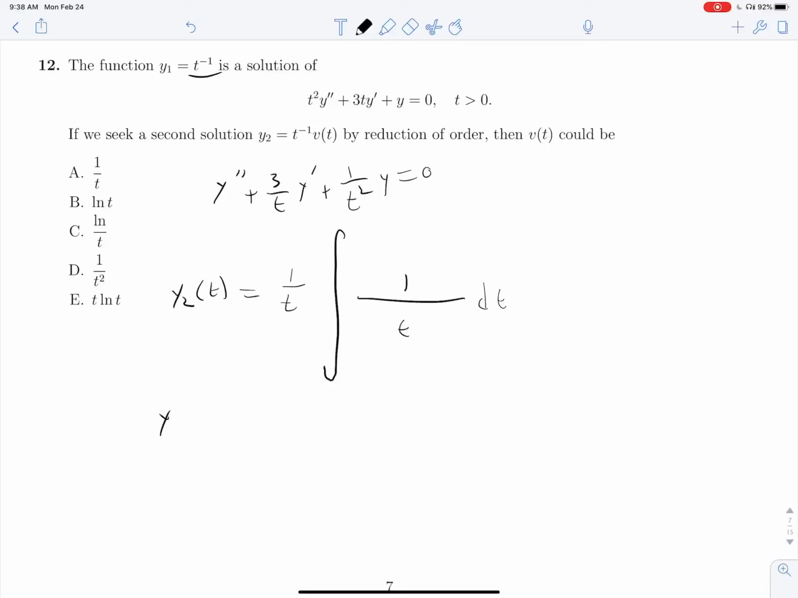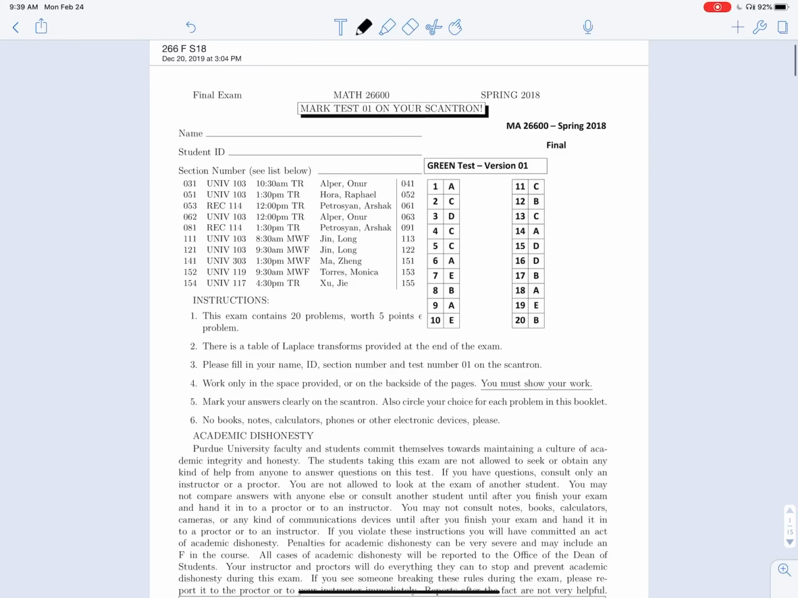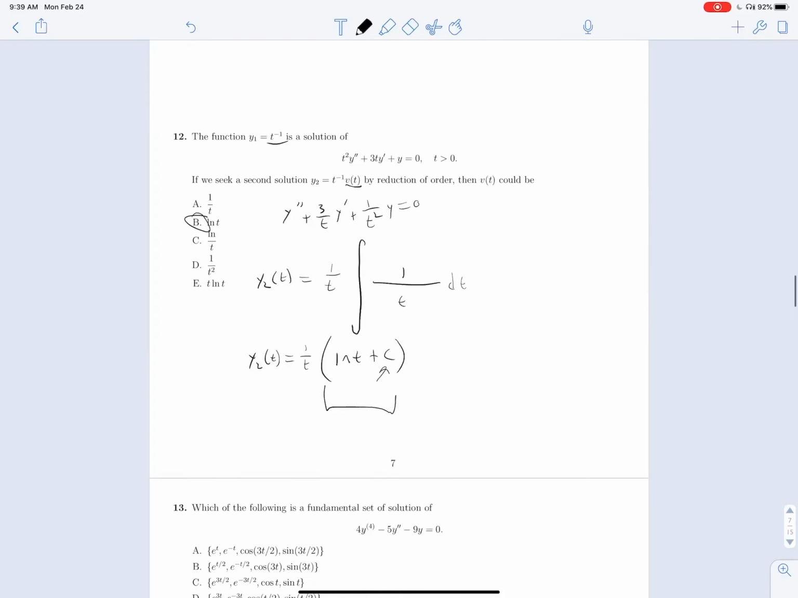So y2 of t is equal to 1 over t times ln t plus c. And since they're looking for v of t, which is the component that's multiplied by 1 over t, then v of t could be ln t if c is equal to 0. So 12 for 12, our answer is B.